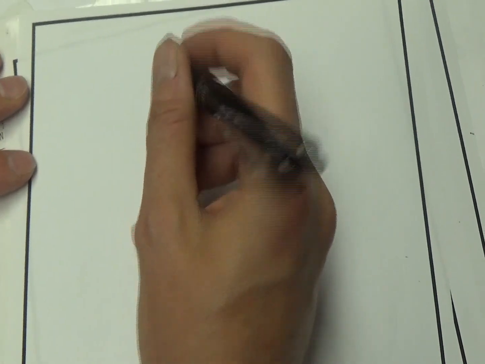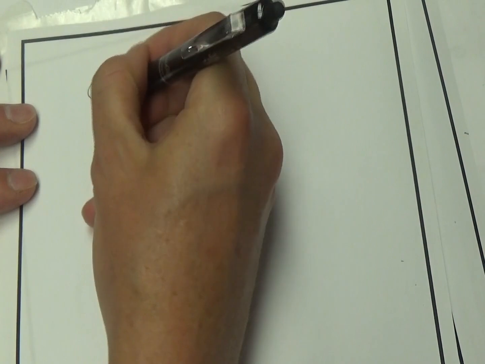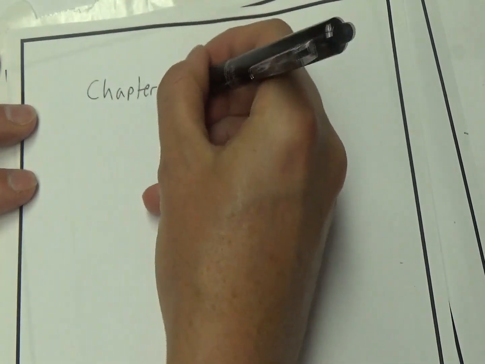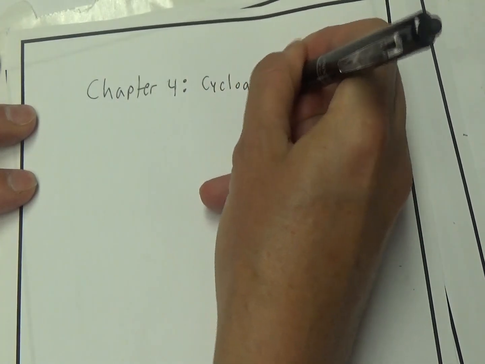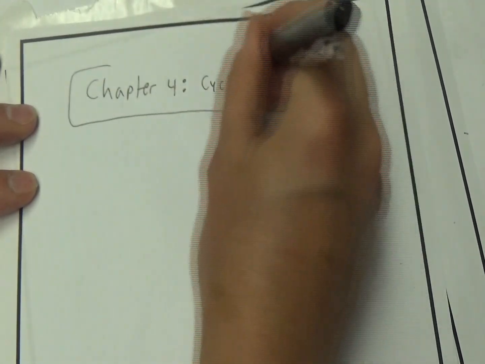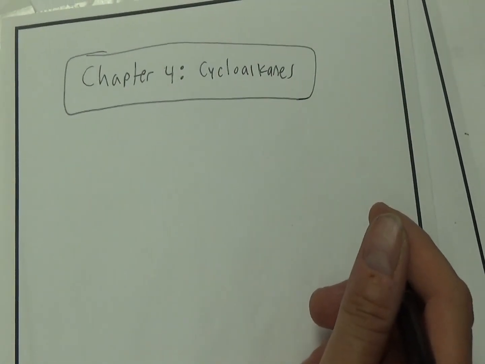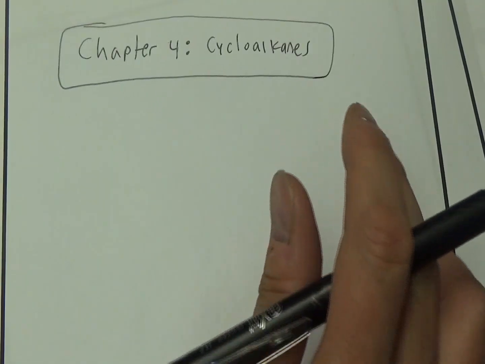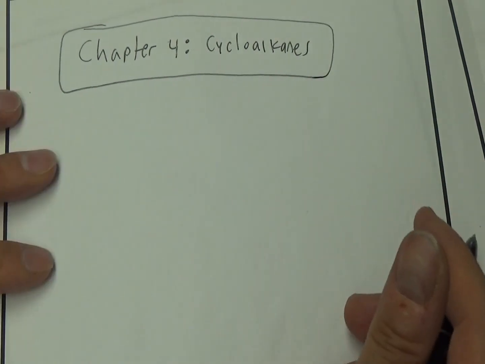Alright everybody, we're done with chapter 3. On to chapter 4, which is cycloalkanes. This chapter is not as intense with chemical reactions the way that chapter 3 was, but it has some interesting topics related to the structure of organic molecules.